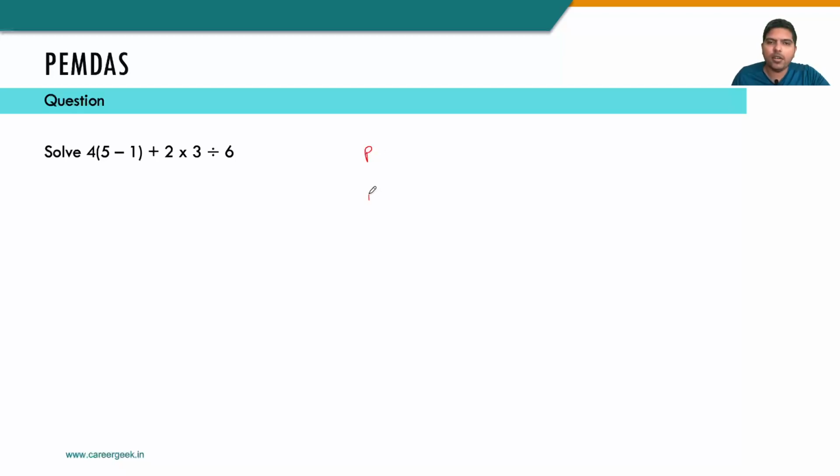So initially you can make this PEMDAS. Parenthesis is there, so you'll always solve for parenthesis first. So 4 parenthesis 5 minus 1, which is multiplication only. Let me write everything else as is. So parenthesis is done, there is no exponent. So next we'll go to multiplication or division. So 4 into 4, this is 16, plus 2 into 3. So we'll solve for this, which is 6, and divide by 6.